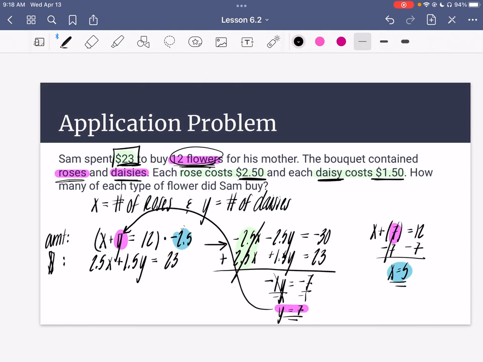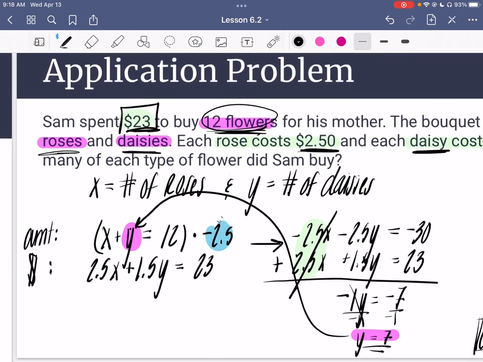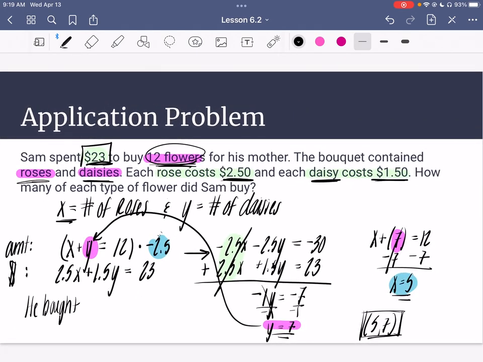Okay, so now our coordinate point would be (5, 7). However, we are asked in the context of this situation to answer the question, how many of each type of flower did Sam buy? So we need to just write that as a statement saying he bought, x is representing roses again, so 5 of those, 5 roses. And then y is representing daisies, so 7 daisies. And then we are done, okay?